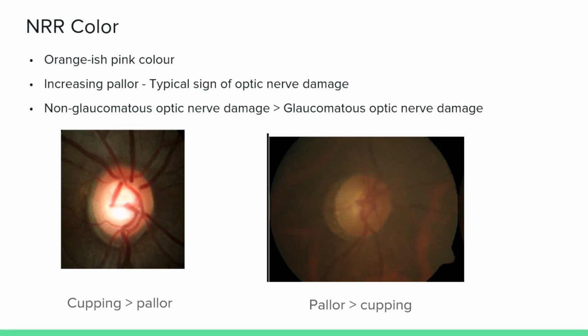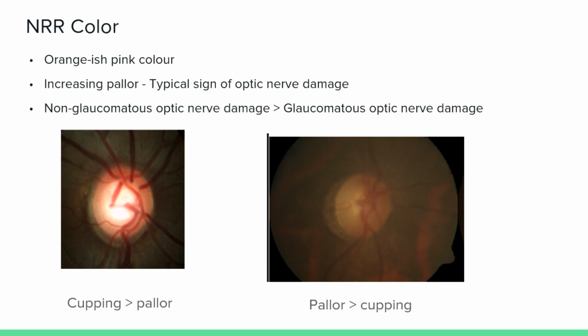Now, color of NRR. NRR is usually orange pinkish in color. Increasing pallor is a typical sign of optic nerve damage. Pallor means yellowing. It is seen more in non-glaucomatous optic nerve damage than glaucomatous optic nerve damage. Here we can see that there is a deeper cup, but the color of NRR is maintained. Pallor is less. Here we can see the cup is okay, but the pallor is more. So in non-glaucomatous nerve damage, you will not have an increase in the cupping. However, in some situations, you will still have.